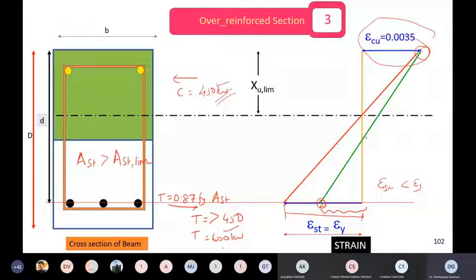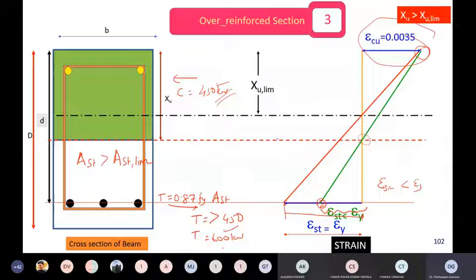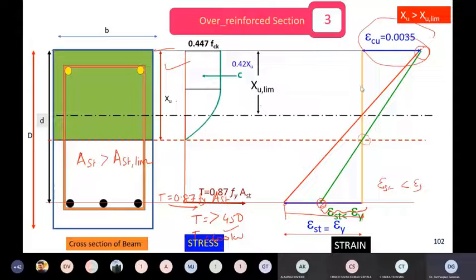So what is happening now? You see here, now the zero strain has become here. So now here the neutral axis, this is the neutral axis depth. Now I am going to erase this for the sake of clarity. So now you see your XU here, this XU, it has become more than XU limit. So in an over reinforced section, your XU will be greater than XU limit. That is, you can see here, this is XU limit. In the right top, you can see XU limit is there.